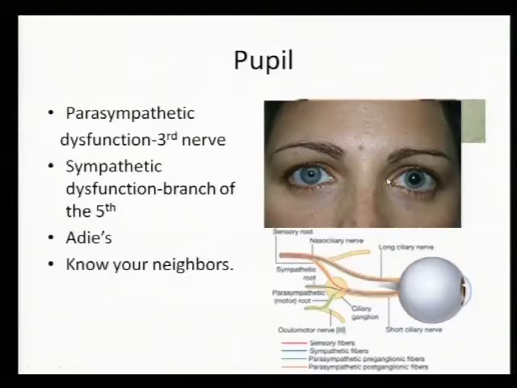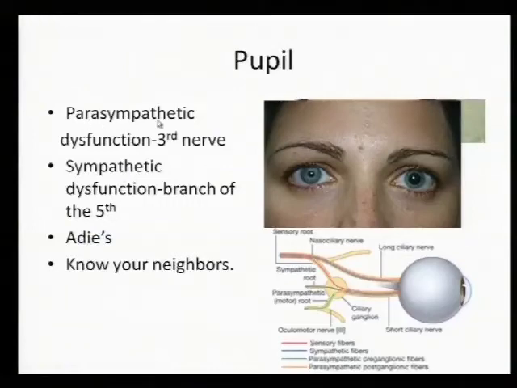This is an Adie's pupil, young woman with maybe after a viral illness, has impairment of her parasympathetic drive to one eye. She has diminished reflexes. She has diminished sweat. And it's something that always happens 4 o'clock Friday afternoon. But that's life in the big city. But it is very reassuring to say, yeah, this is just a funny parasympathetic problem. And it may go away. It may not go away. So we already talked about the sympathetic drive to the pupil.